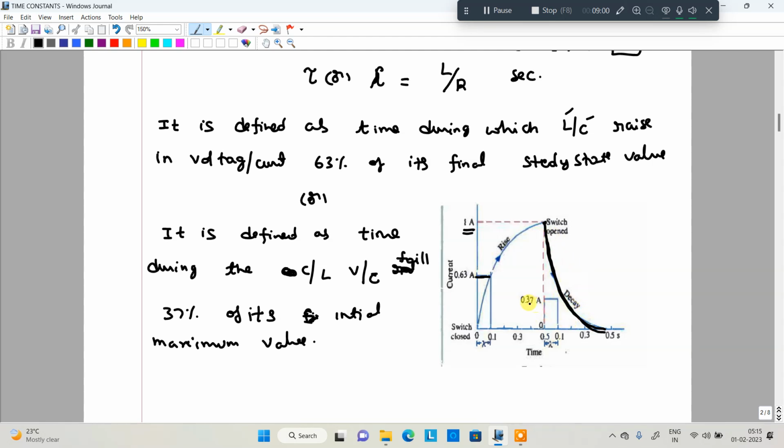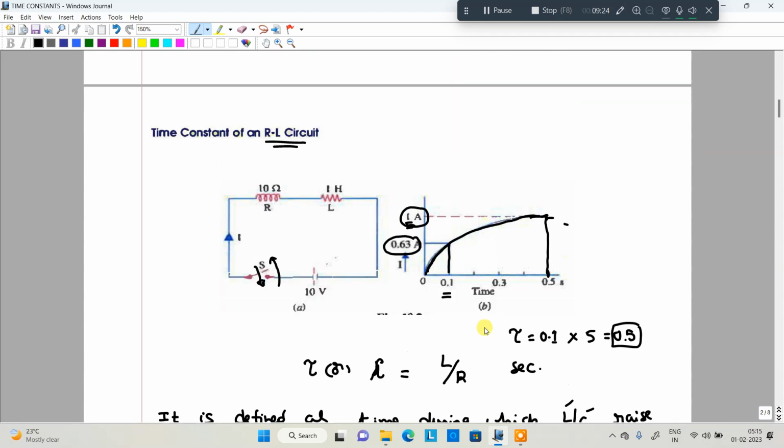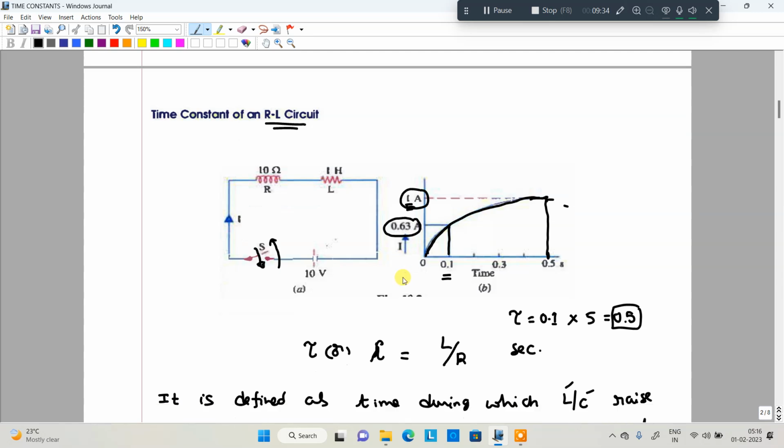So 37% of 1 ampere is 0.37 amperes. In this particular case, we get the time constant of again 0.1. Whenever it decays completely, again 5 time constants, 0.1 into 5, that is 0.5. Then it will completely decay to 0. This is about the time constant of the RL circuit. I hope that everyone is clear about the time constant of the RL circuit, right?